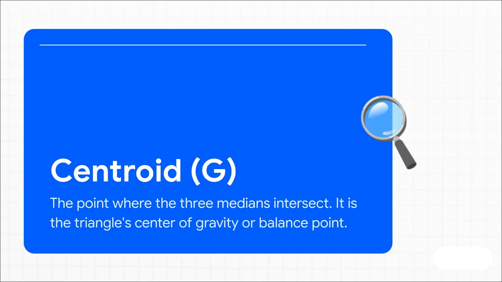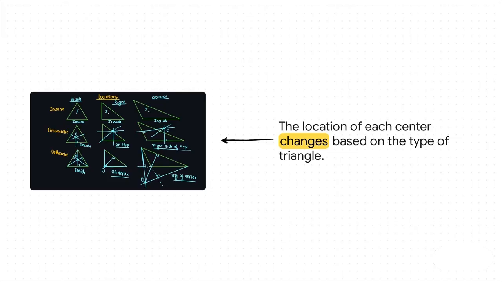And last but not least, we have the centroid. This is, for all intents and purposes, the triangle's center of gravity. If you were to cut the triangle out of a piece of cardboard, this is the exact point where you could balance it on your fingertip. You find it by drawing a line from each corner to the midpoint of the opposite side. And what's really useful is that the centroid always cuts each of those lines, called medians, into a perfect 2-to-1 ratio, every single time.